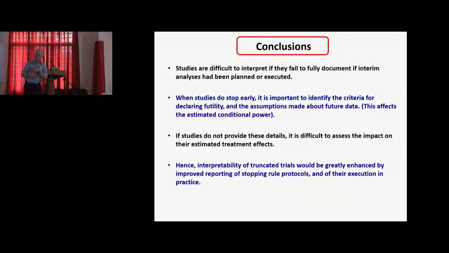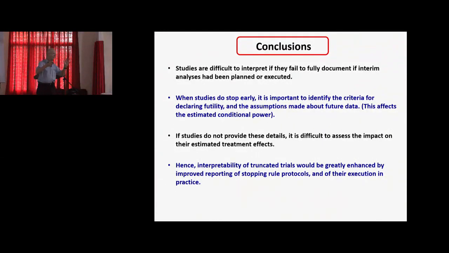And final conclusions. Studies are difficult to interpret if they don't tell you all of what they were planning and what they actually did. When they do stop early, it's very important to identify why, how they declared futility, and the assumptions, particularly about future data. If they don't tell you about those, then it's really hard to know what the impact is on the estimated treatment effect. So you may have a very bad estimate, but you really can't tell.